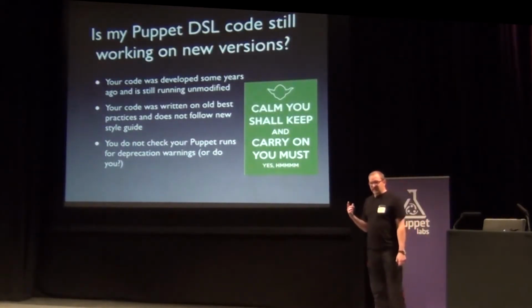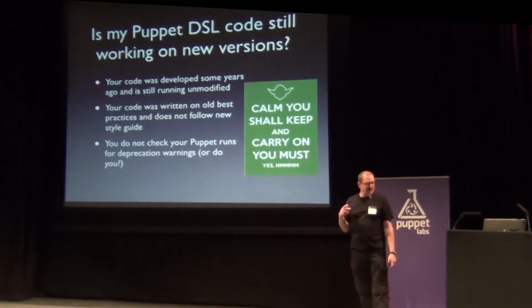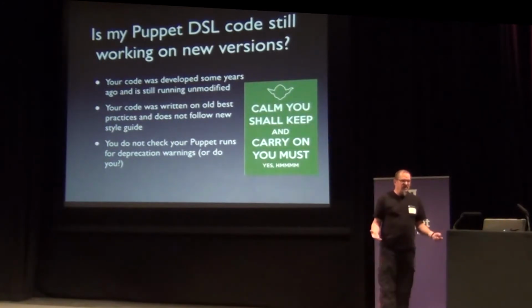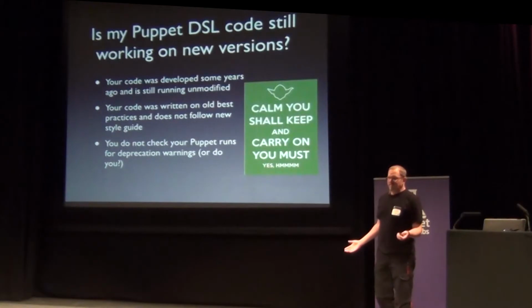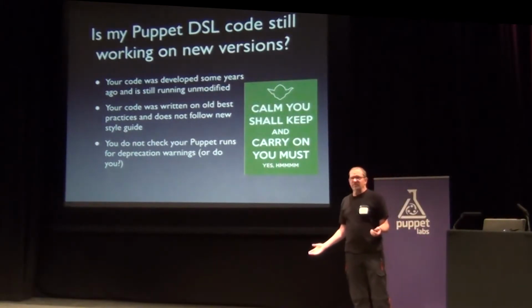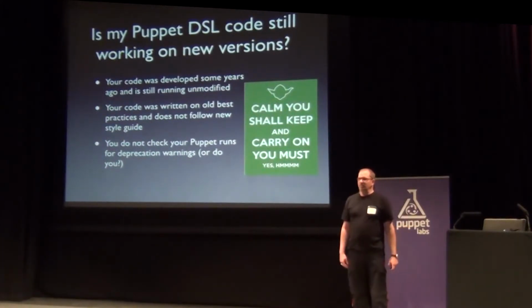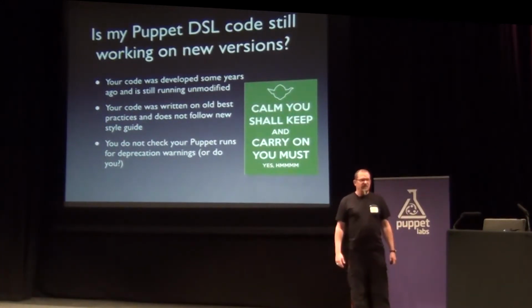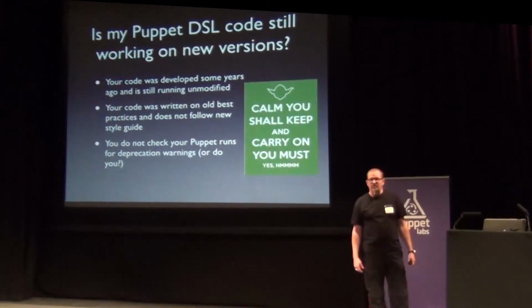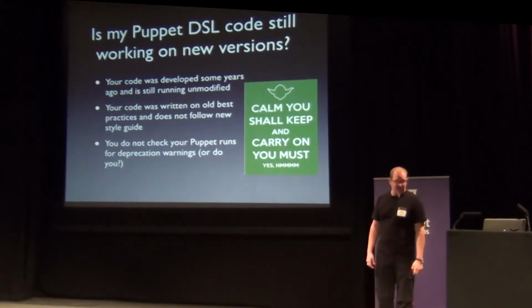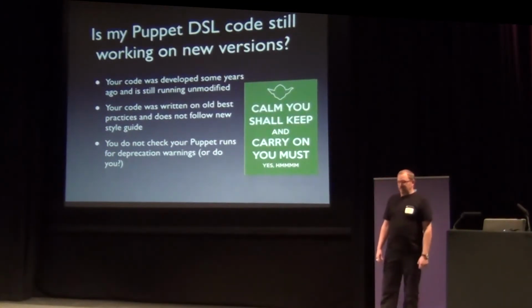The next thing then is your Puppet DSL code, the modules you are writing, what you're coding, is it still working on the newer Puppet versions? I know companies that have had external people doing their Puppet coding. They left the company 1.5 years ago. They were only needed for a short time. So they've written the Puppet code and it's still in production and nobody takes care on adopting to new Puppet versions. The code was written on old best practices.